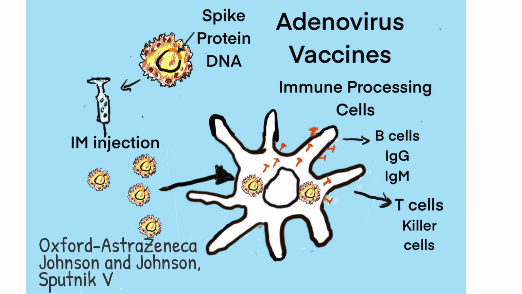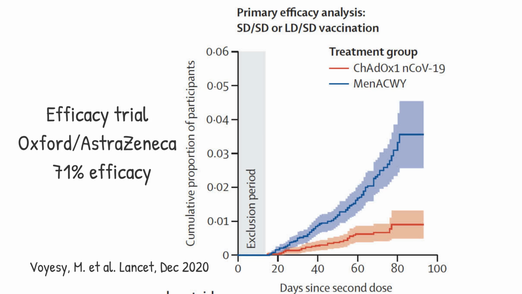Once synthesized, the spike protein migrates to the cell surface where B and T cells generate antibodies and program cells to kill the SARS-CoV-2 virus. These vaccines have also completed phase 3 trials. An analysis of the Oxford AstraZeneca vaccine has been published in Lancet.